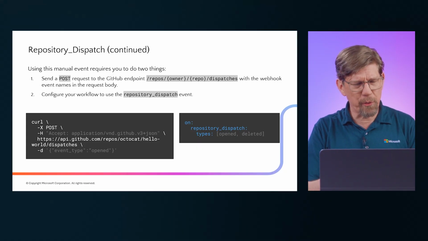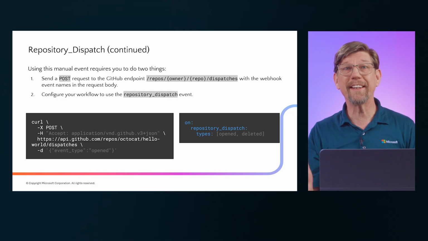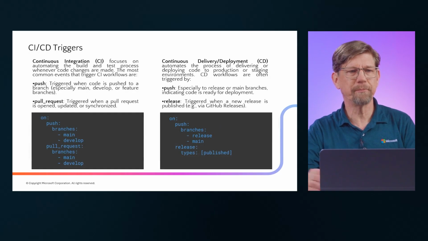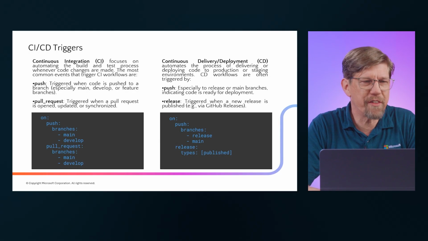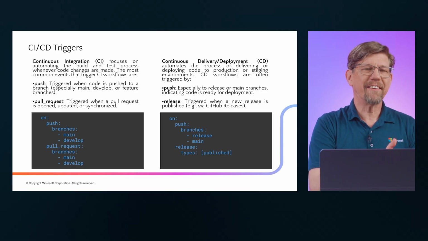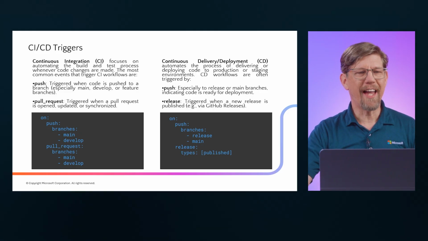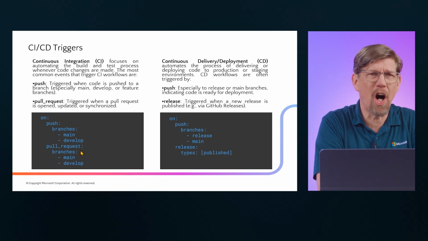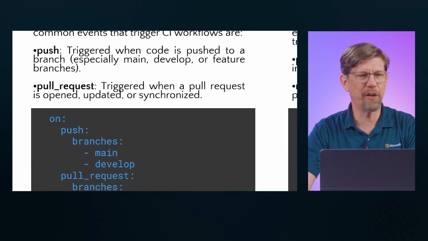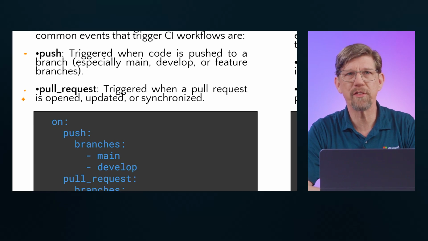Now, all of those, so we saw scheduled, and we saw 2 manual approaches. They're widely used. However, in the world of continuous integration, continuous delivery, we also need things that are a little bit more automatic than that. And so here we have 2 very common triggers that are used in the CI world. We have push and we have pull request.